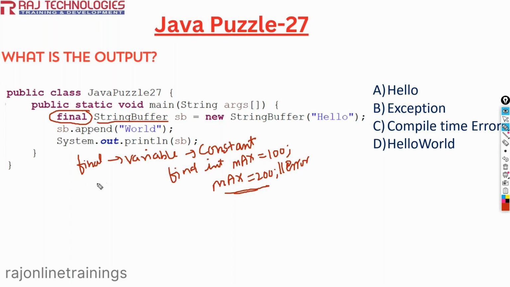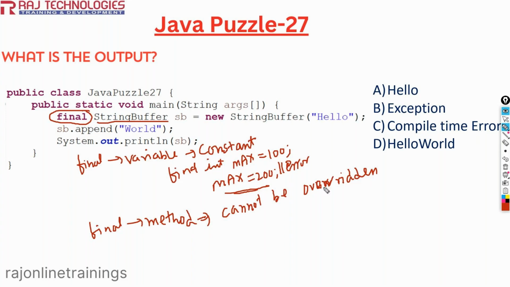We can even use this final keyword for a method. When we use the final keyword for a method, it cannot be overridden. Means, what is overridden? Whatever method is present in the base class, if you write the same method with the same signature in a subclass, that we call overriding. Whatever the method present in base, I cannot write the same method in the subclasses.